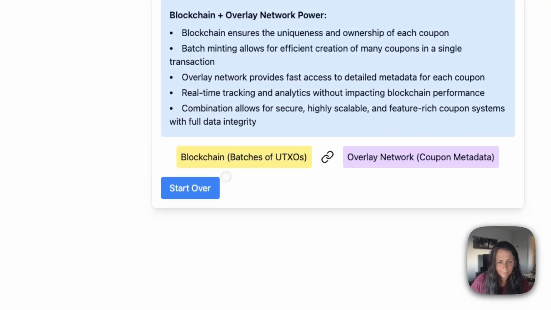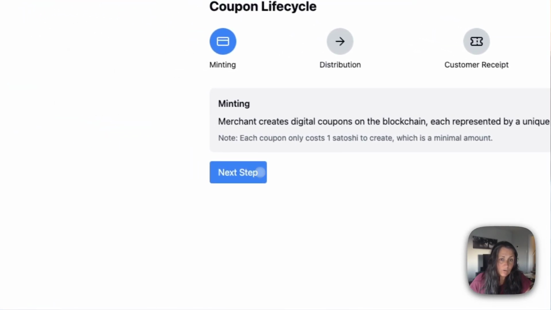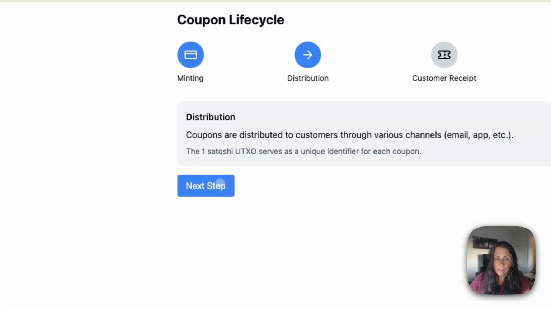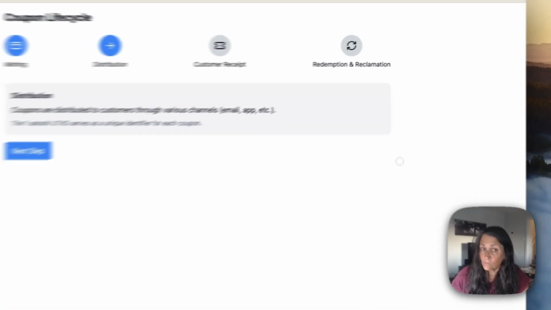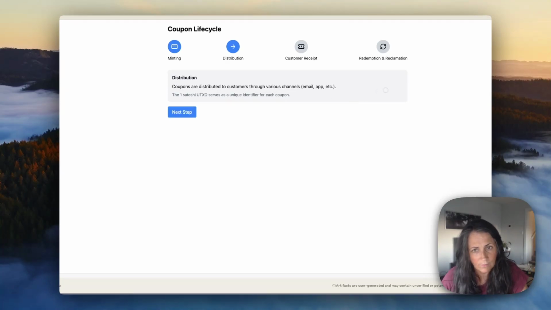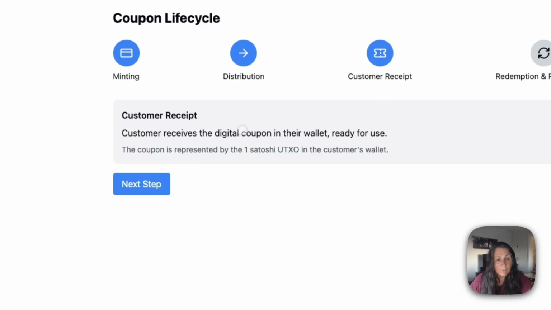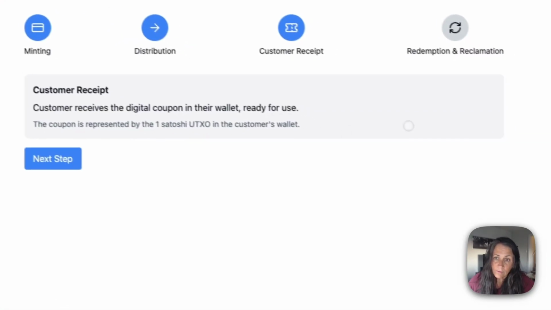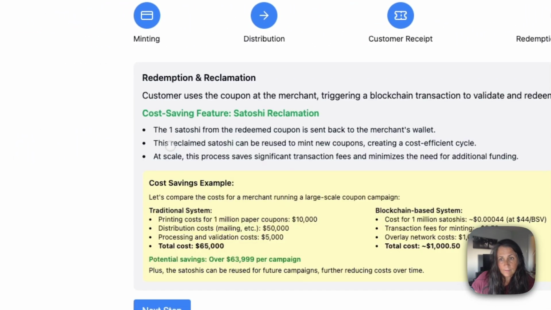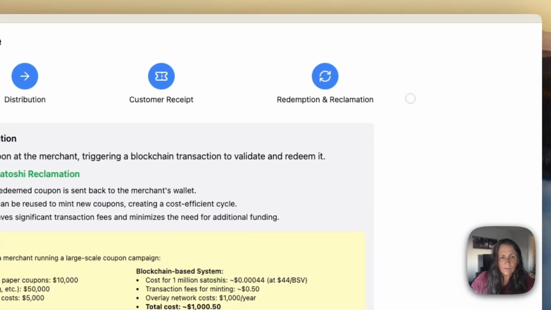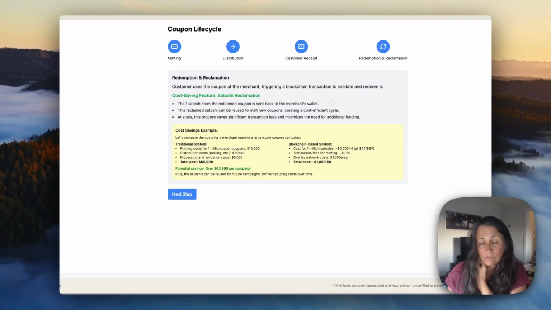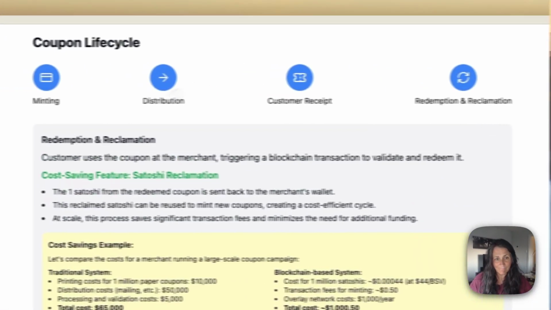That's the integrity. So the merchant creates digital coupons on the blockchain, each represented by a unique UTXO. Coupons are distributed to customers through various channels, emails, app, etc. The customer receives the digital coupon in their wallet ready for use. And redemption and reclamation, this is interesting. So the customer uses the coupon at the merchant, triggering a blockchain transaction to validate and redeem it.